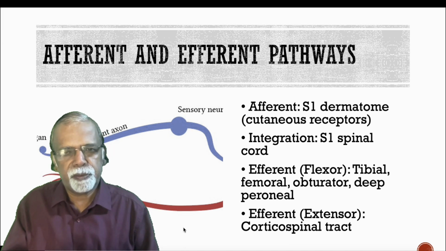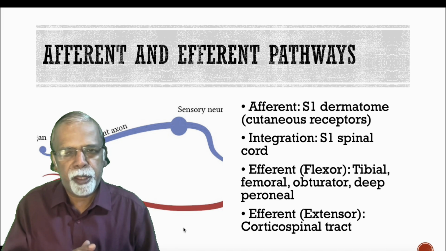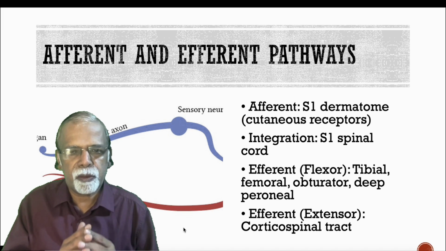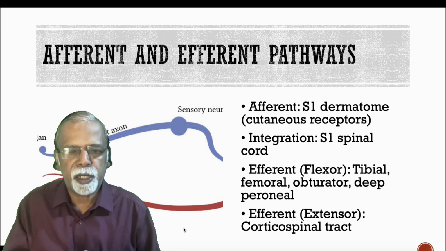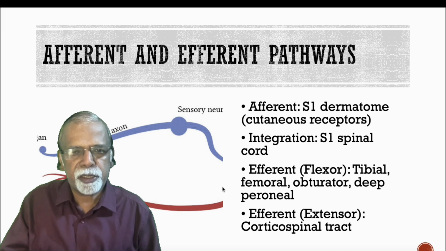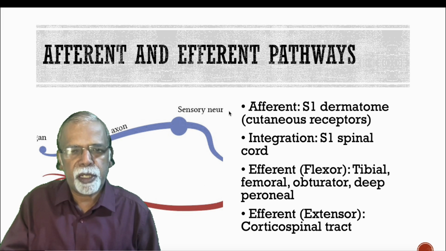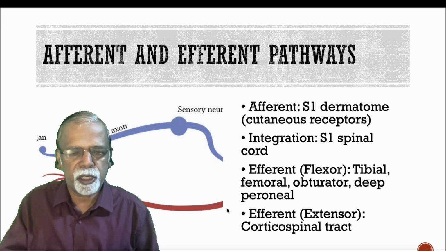Now we look at the afferents. The afferent is the S1 dermatome, the sural nerve and the cutaneous receptors, passing through the tibial nerve. The integration occurs at the S1 spinal cord. The efferent for the flexor response is mainly the tibial nerve, and for the extensor response it is the peroneal nerve. The spinal integrating segment is S1, and the corticospinal tract influences this. It is a polysynaptic superficial reflex.